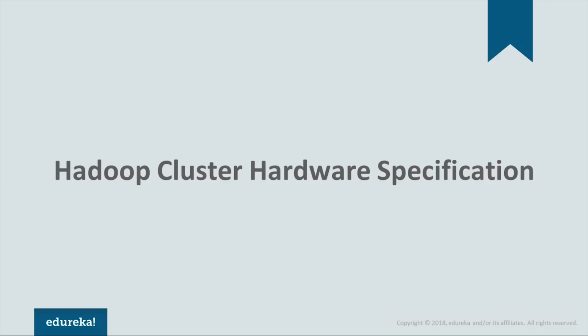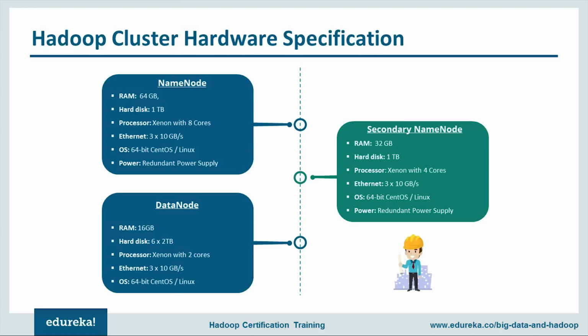All right? So don't get confused that these will not be in the same machine, which is not the case. Now, let me tell you about the Hadoop cluster hardware specification. Some of the hardware specifics that you should keep in mind if you want to set up a Hadoop cluster. So for the NameNode, you need a RAM with 64 gigs, and your hard disk should be a minimum of 1 terabyte. The processor should be a Xeon 8-core, and the Ethernet should be 3 by 10 gigabytes. The operating system should be 64-bit CentOS or Linux. The power should be a redundant power supply because you don't want the NameNode to go down.